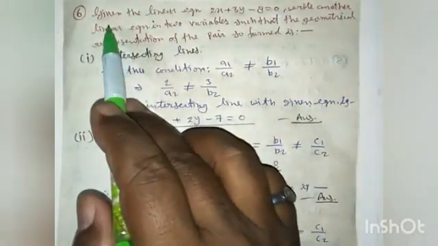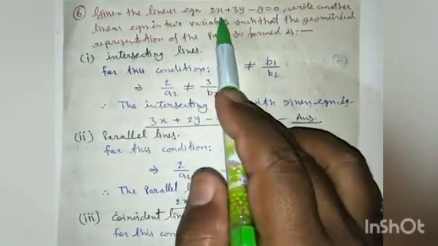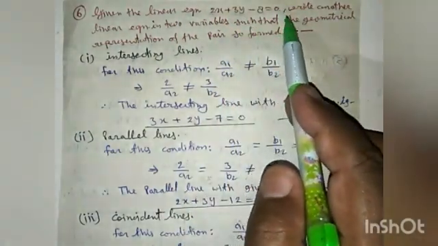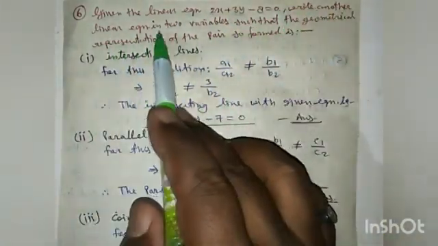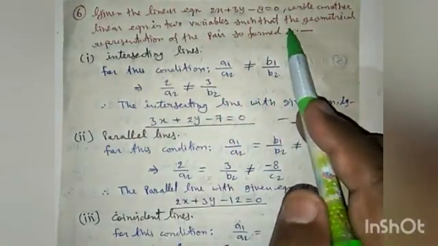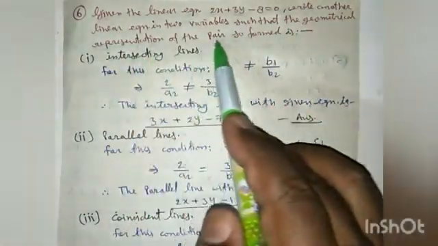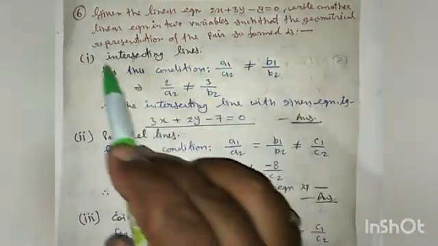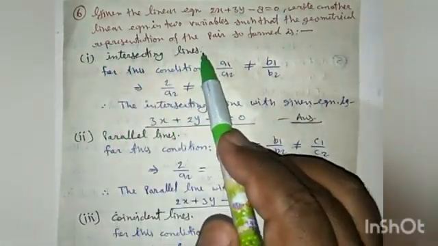In question number 6, given the linear equation 2x plus 3y minus 8 equal to 0, write another linear equation in 2 variables such that the geometrical representation of the pair so formed is, in the first part, intersecting lines.